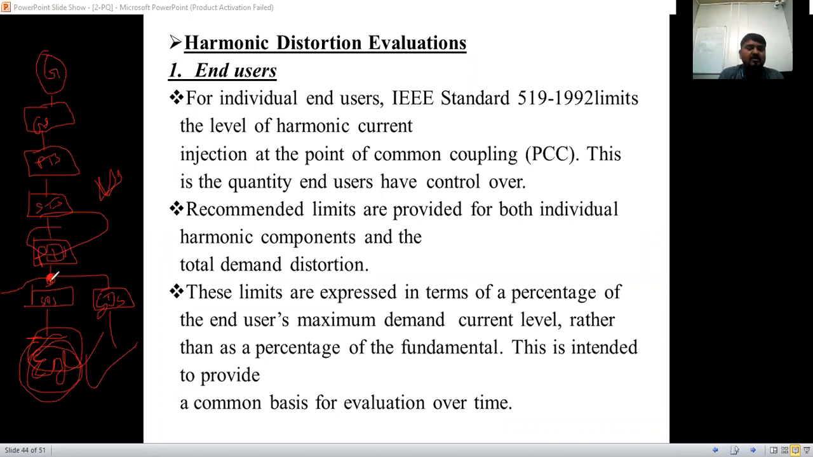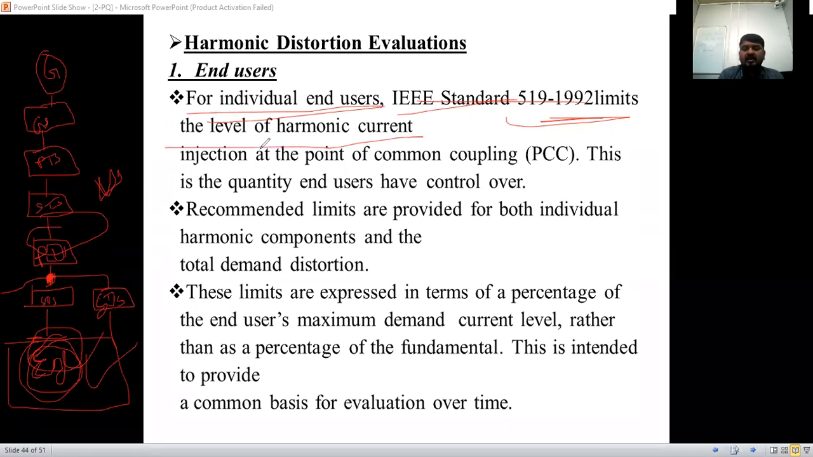Now, these harmonic evaluations are defined by IEEE standards, and we are going to observe and evaluate them. For individual end users, the IEEE standard 519-1992 limits the level of harmonic current injection at the point of common coupling.